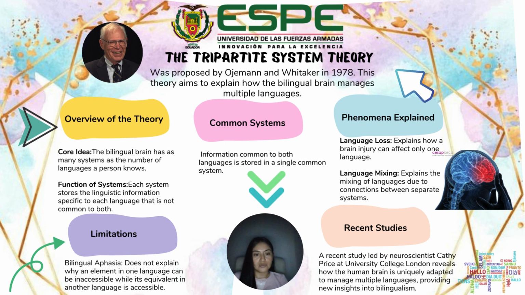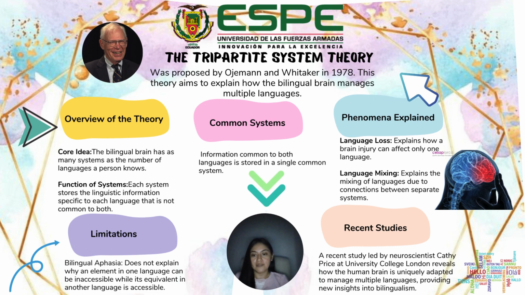Each system stores the linguistic information specific to each language that is not common to both. Information that is common to both languages is stored once in a common system. This theory explains phenomena such as the loss of a single language in the event of a brain injury and the mixing of languages due to connection between the systems.